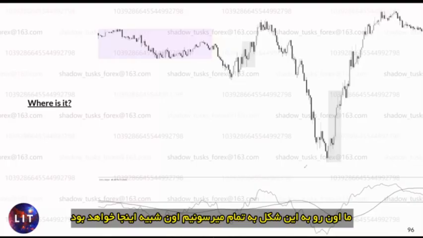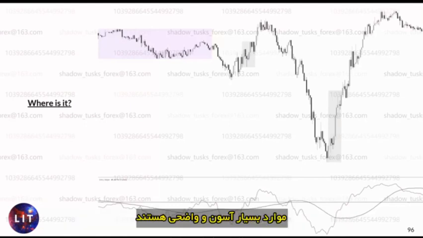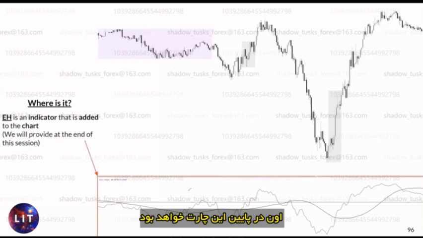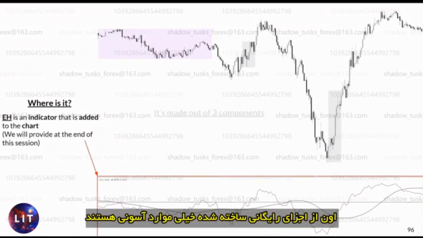It will look something like this in here. Pretty easy and clean stuff, isn't it? So what is going on here? It will be on the bottom of this chart, and of course, it will be given to you at the end. So what is going on here? It's made out of 3 components, very easy stuff.